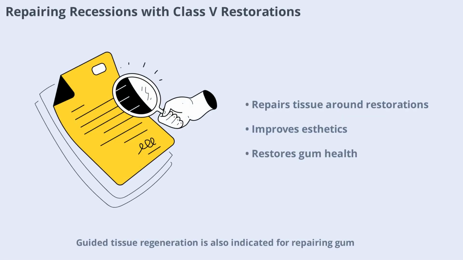Guided tissue regeneration is also indicated for repairing gum recessions associated with failing or unesthetic Class V restorations. These restorations, often placed near the gum line, can sometimes lead to further tissue loss or appear unnatural. By regenerating the tissue around these areas, the procedure not only improves the health of the gums, but also enhances the overall appearance of the restoration, providing a more harmonious and natural look.